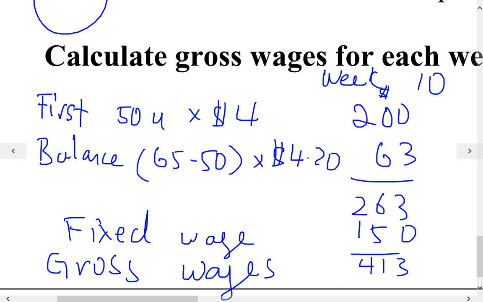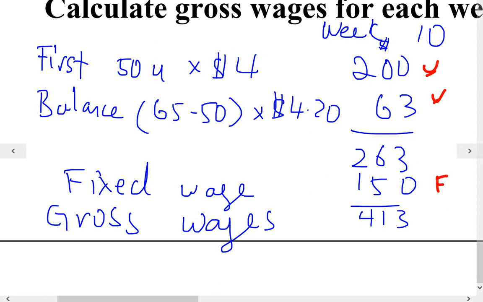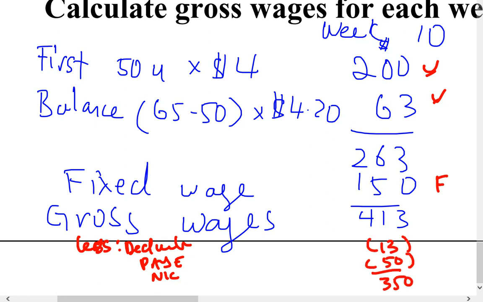So this is your variable. This is your fixed. Gross wages. Normally, what's after gross wages? Less deductions. Any example? EPF, pay as you earn is your income tax, SOCSO is your NIC, National Insurance Contribution. Let's say you minus your deductions, pay as you earn, NIC. You minus 50, let's say. You're left with 350. What do you call this 350?